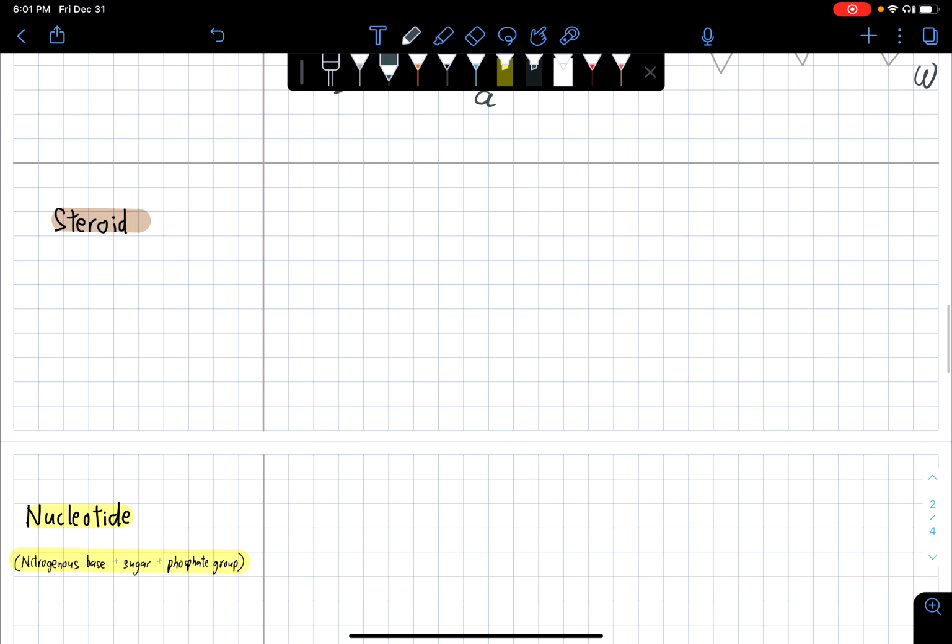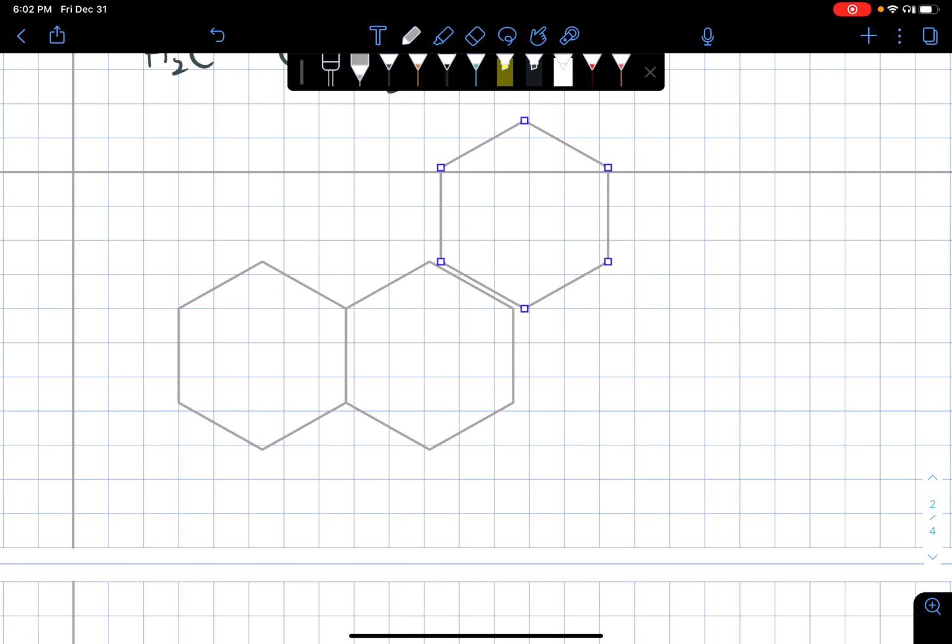For steroid, drawing the structure of steroid, it's really easy. It's probably, in my subjective opinion, the easiest among the other structures that we have drawn so far. For steroid, we basically draw 3 hexagons and 1 pentagon in this position. So first we have 1 hexagon here, then another hexagon here, another here.